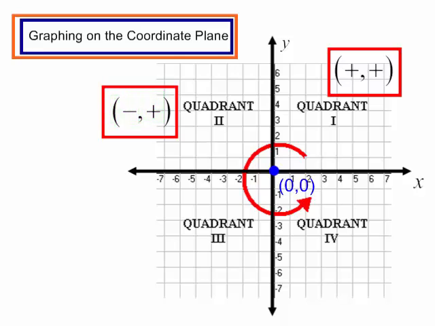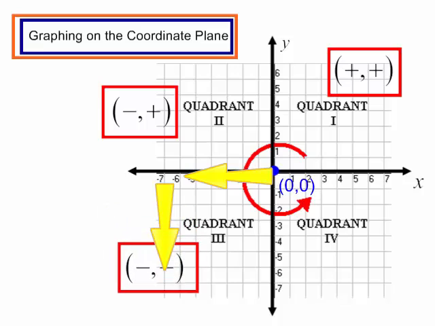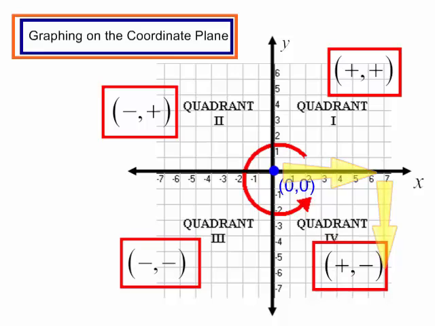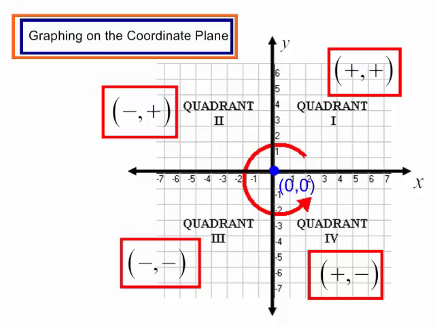For quadrant 3, I would begin at the origin, I would go left, and I would go down. The ordered pair, or the point in quadrant 3, would have a negative x and a negative y. And finally, quadrant 4, I would have to go right, which means I'd have a positive x, and I would have to go down, which means I have a negative y. My point in quadrant 4 would have a positive x coordinate and a negative y coordinate.